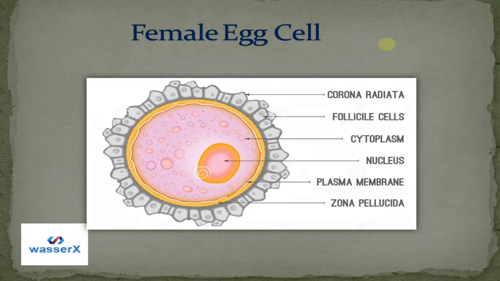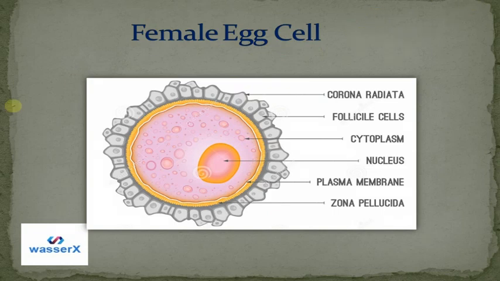There are many different parts of egg cells. So this is the corona radiata. These are follicle cells. This is the cytoplasm of the cell. This is the nucleus of the cell. This is the plasma membrane, and this is the zona pellucida. So this is the figure of how the female egg cell looks in humans.